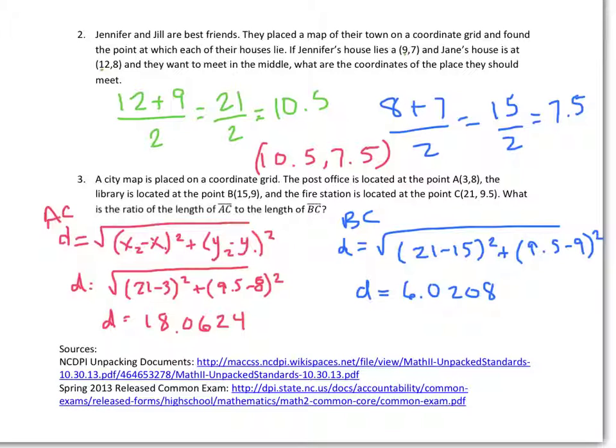Alright, now if we want the ratio here of length AC to BC, so let's, if we do 18.0624 to 6.0608. So this will be an approximation, but if we round it to the whole number, then we would have 18 to 6, which would simplify to 3 to 1. So our ratio is 3 to 1.